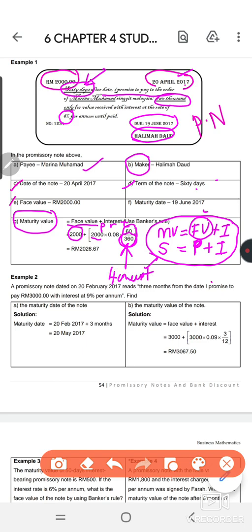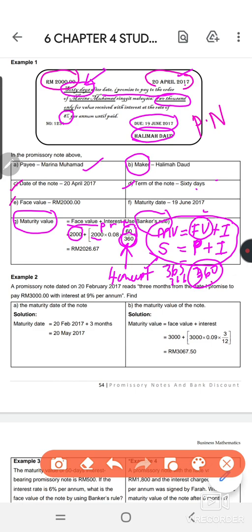So kalau awak ingat balik 4 konsep, dia ada kan bahagi dengan either 365, 366 or 360. Okay, so yang ni sebab apa kita pilih 360? Sebab kita always use bankers rule. So biasanya dalam pengiraan kebanyakannya kita gunakan bankers rule. Okay, so this one untuk example 1.